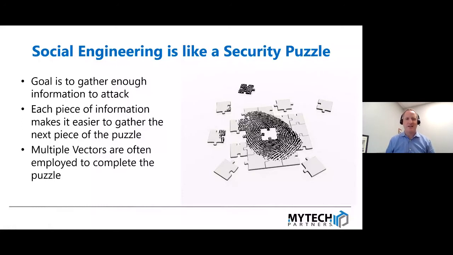Again, as I mentioned in the second bullet there, each piece makes it easier to gather the next piece in the puzzle if you're a social engineer. And oftentimes to get all of these, it's not like someone's going to pick up the phone and ask you all the questions to get the 25 or 30 pieces that are in this puzzle. Different vectors and different types of attacks, whether via email or phone or text or otherwise, might be employed in order to gather the individual pieces from which an attack might be launched.